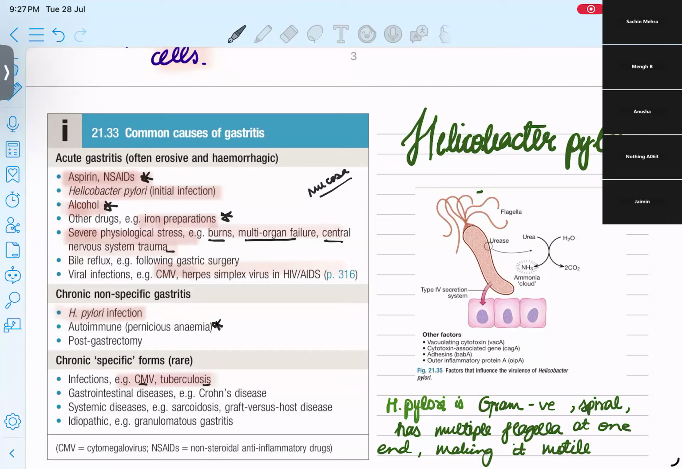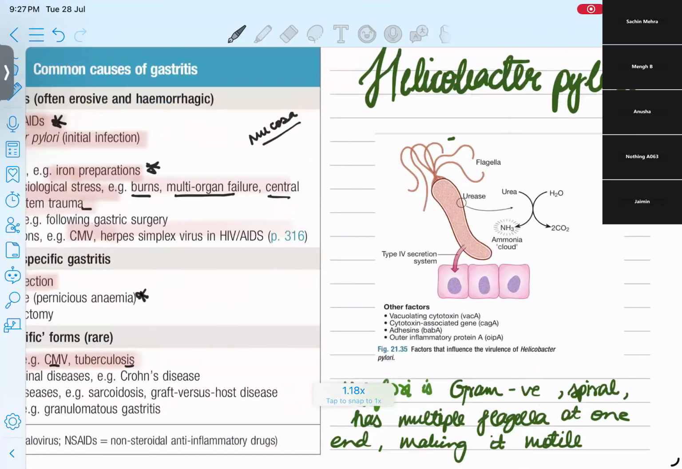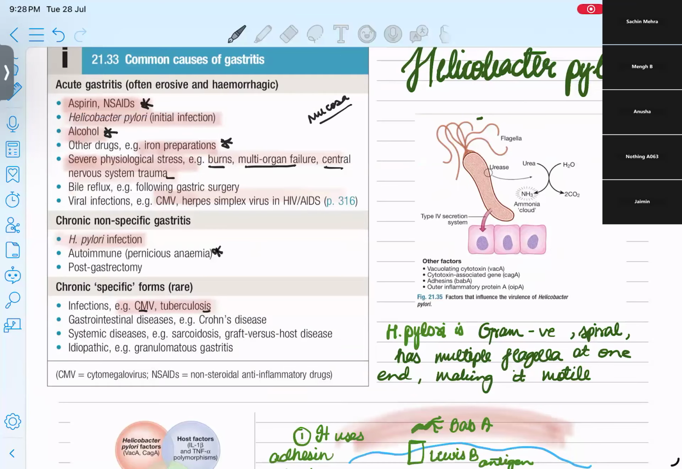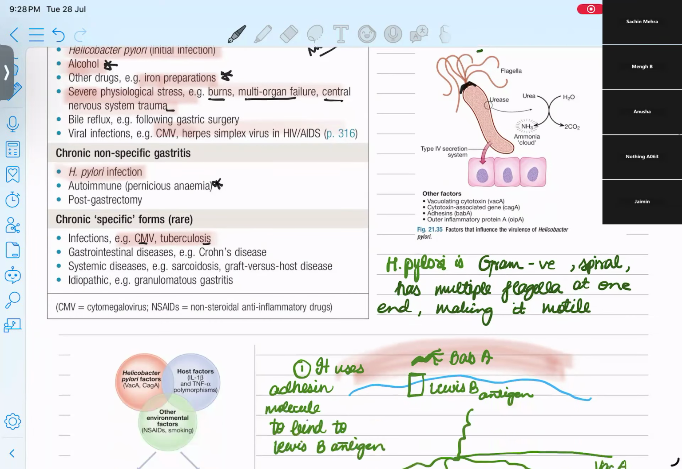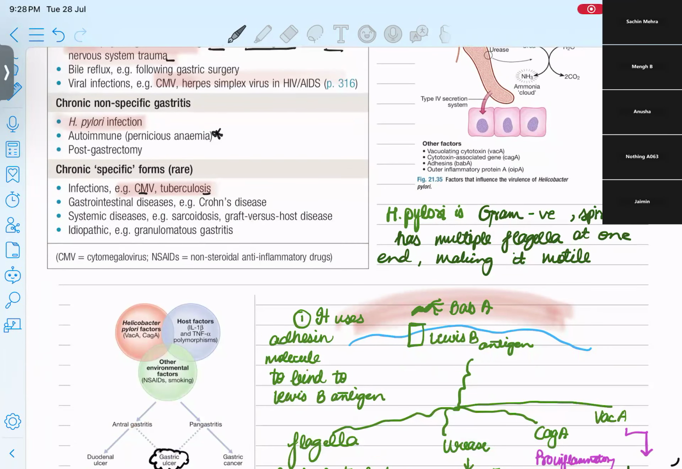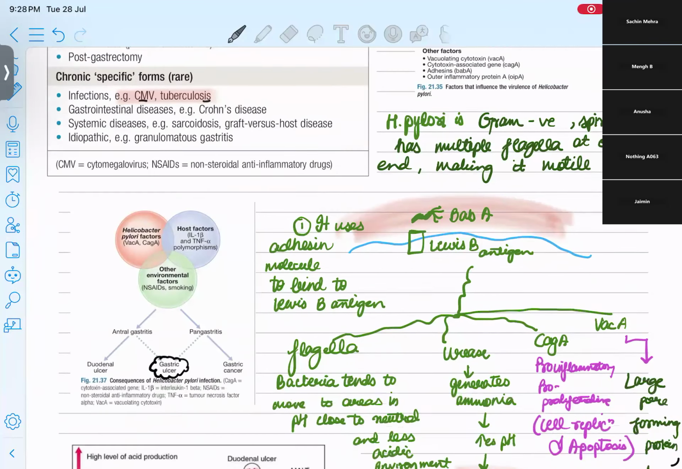Initially, if we go to its shape, in the initial description it is a gram-negative bacteria, spiral in shape, and it has multiple flagella at one end of its body. So multiple flagella at one end makes it a very good motile organism, and it also has very important other factors such as VacA and CagA adhesins, which I will be describing now.